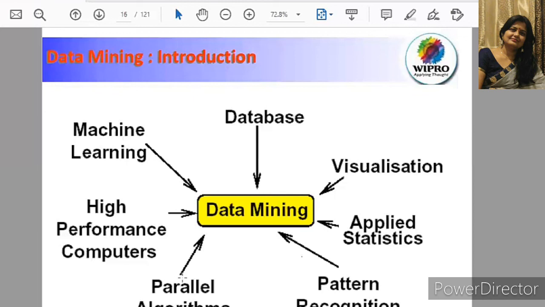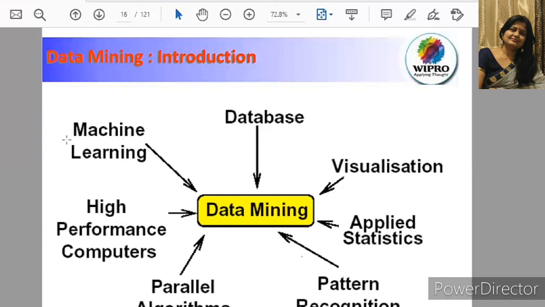But at the front end, we see that our job is being done independently by a single machine. For these parallel algorithms to get implemented, we need high performance computers, because we need to integrate these systems. So even HPC is related to data mining.